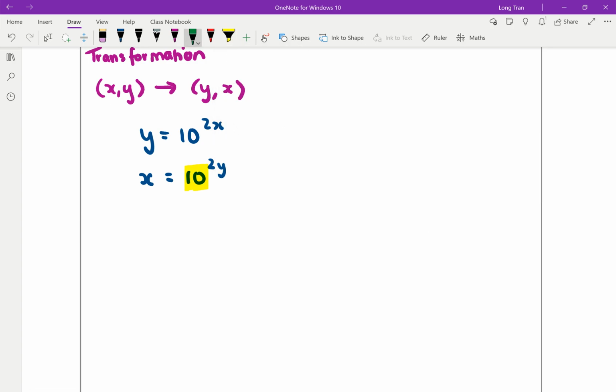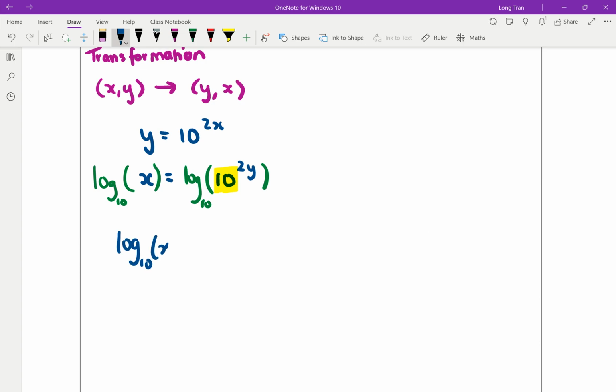So I'm going to do log base 10 on the left-hand side, and I'm also going to do the same to the right-hand side because I'm doing the inverse. Log base 10 and 10 to the power are inverses of one another, so they cancel. To make it clear, I'm going to rewrite that step: log base 10 of x on the left, and log base 10 of 10 to the power of 2y on the right. These are inverses, so they cancel out.